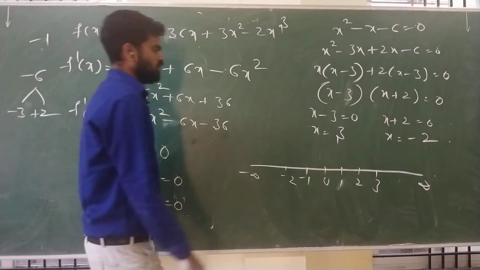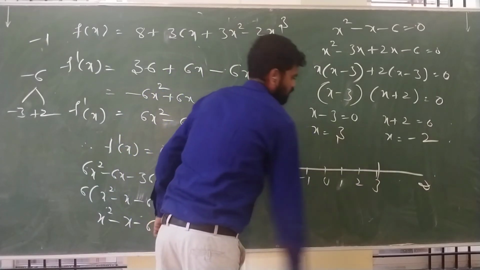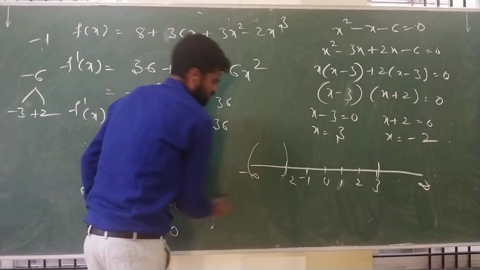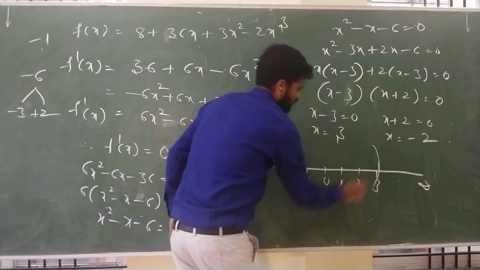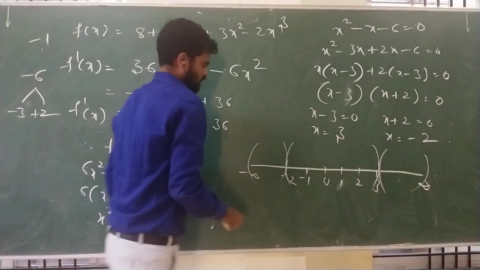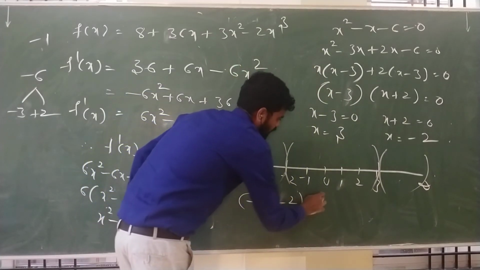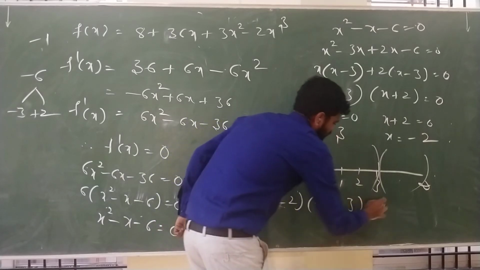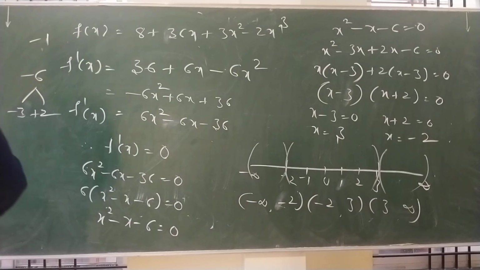Therefore, how many intervals? As x equal to minus 2 and x equal to 3. This is the first interval, and second interval minus 2 to 3, and 3 to infinity. There are 3 intervals. So minus infinity comma minus 2. Next minus 2 to 3. Finally 3 to infinity. Take a value.